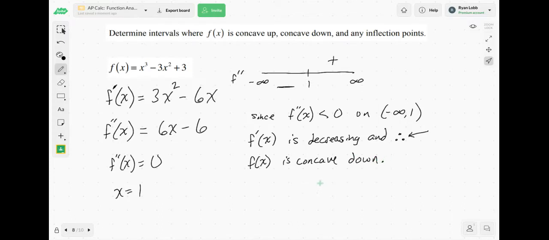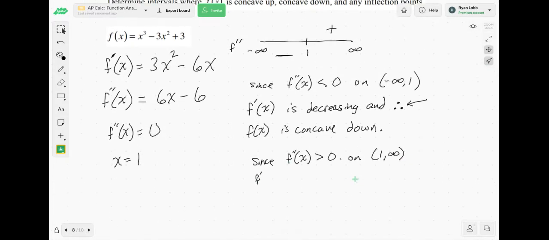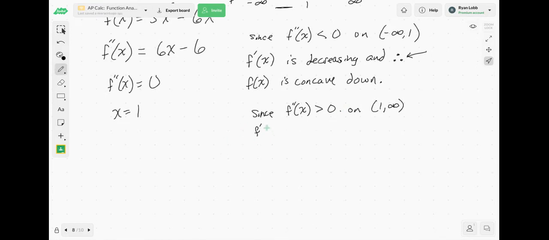Likewise, since f double prime of x is greater than 0 on, in this case, 1 to infinity, f prime of x is increasing, and therefore f of x is concave up. Okay, so that takes care of the concavity part.